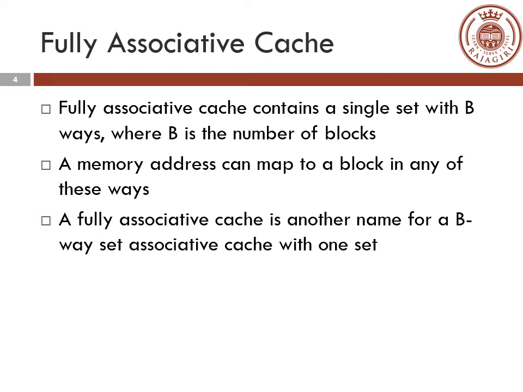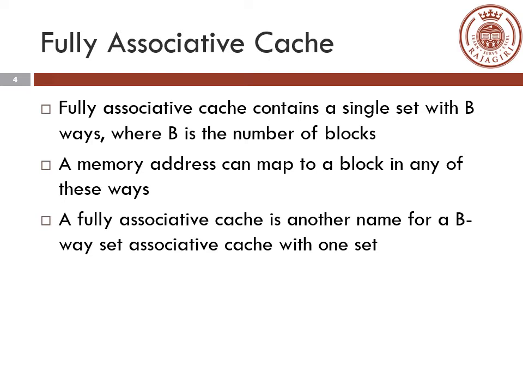Now coming to fully associative cache. In the case of fully associative cache, you have a single set and you have B ways, where B is the number of blocks. So a single set with B ways. The memory address can map to a block in any one of the B ways. So we can say that a fully associative cache is another name for a B-way set associative cache, where B is the maximum number of blocks.